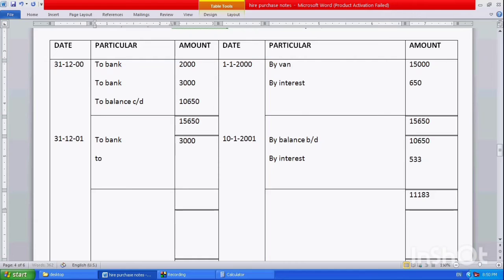11,183 is the ledger balance to bank. This is the second year; the upper one is the first year. So the second year is to bank, second installment 3,000, and the balance carried on amount, let's see, 11,183 minus 3,000, we will get 8,183. Okay, so tally this 11,183.